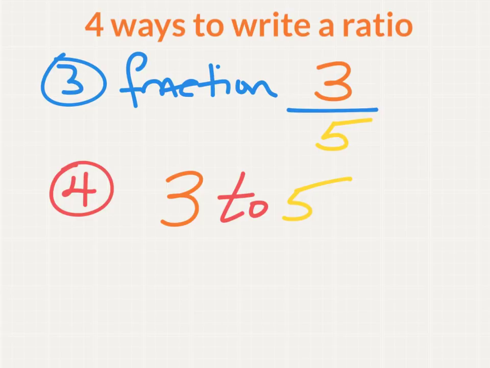So the 4 ways were the verbal description, using words to describe our ratio; the colon, using the 2 dots written vertically; the fraction, one item as the numerator, the second item as the denominator; and then finally using the word to, in this case, 3 to 5.